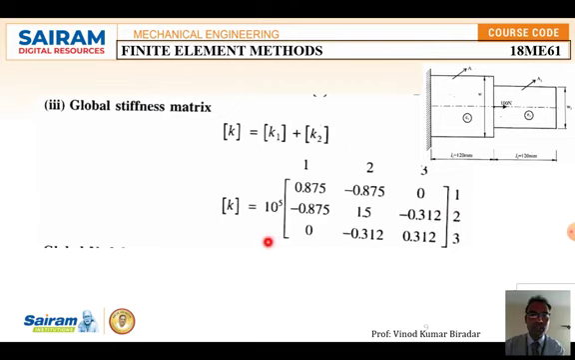That gives the global stiffness matrix. Then you apply the properties of the stiffness matrix here. The main diagonals are always positive, and it is a symmetric matrix, so minus 0, 0, minus 3, minus 3.12. So now this global stiffness matrix is correct.